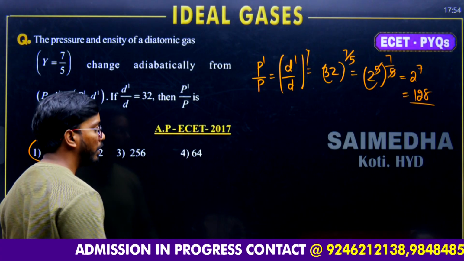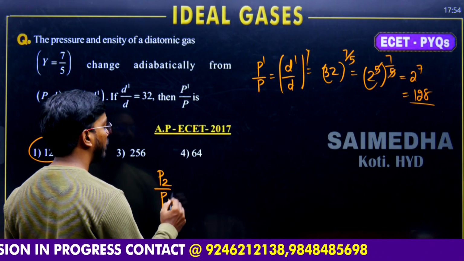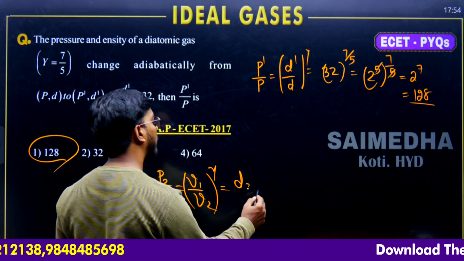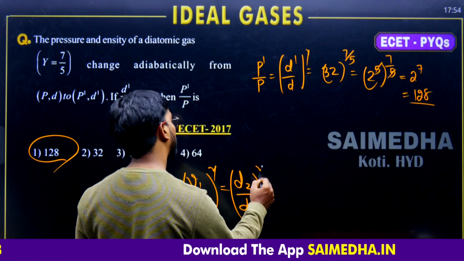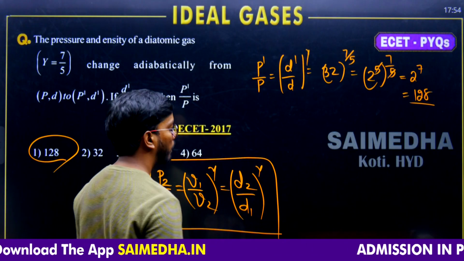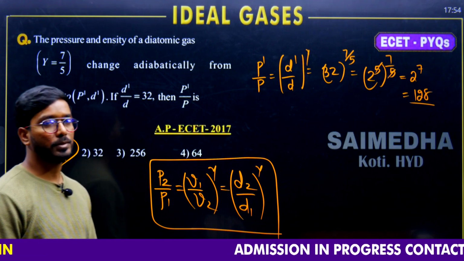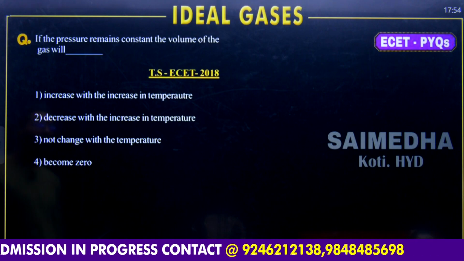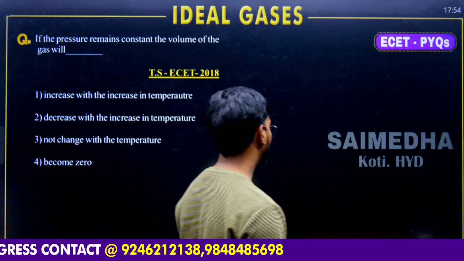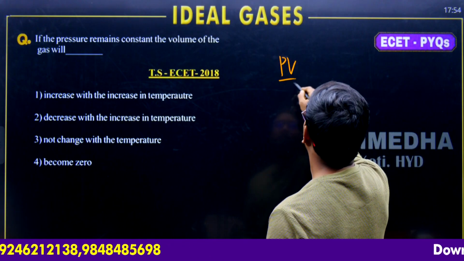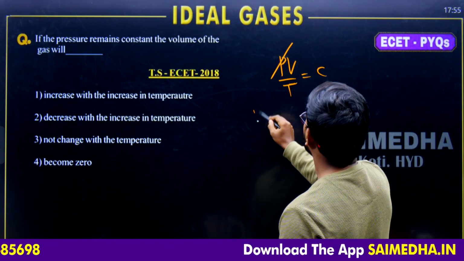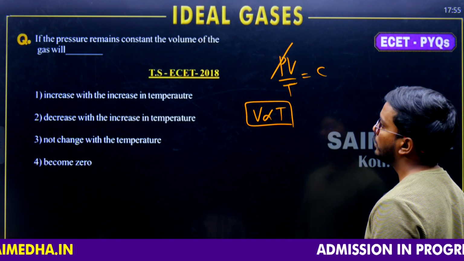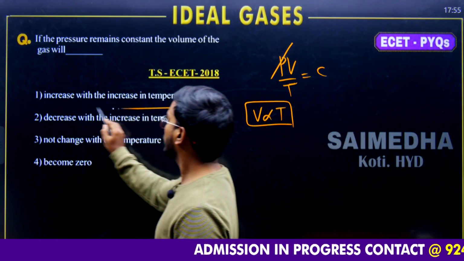Have to know that in the adiabatic process, P2 divided by P1 is equal to V1 divided by V2 to the power gamma, or D2 divided by D1 to the power of gamma. This is the relation, the ideal gas equation for adiabatic process. Moving on to question number 8. The pressure remains constant. If pressure is kept constant, PV divided by T, volume and temperature both are directly proportional to each other. Volume of the gas will increase with increase in temperature.